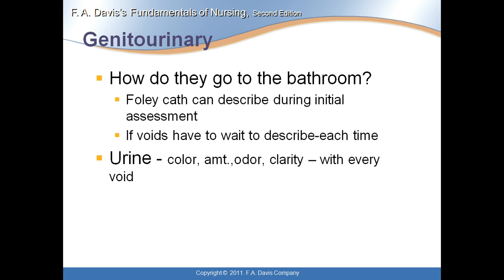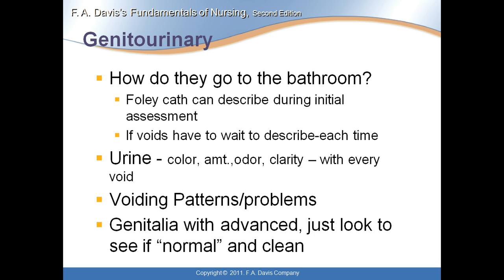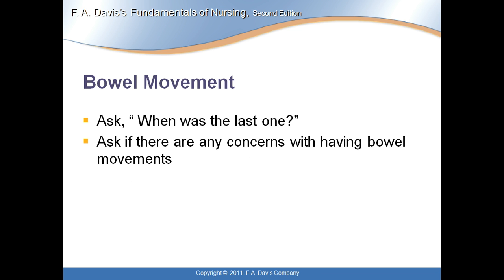Again, for urine, it's color, the amount, odor, clarity. And for pattern, again, you're going to find out whether or not they can get up and do it themselves or if they're just incontinent. And then for genitalia, with advanced, just look to see if it's normal and clean. So again, part of your assessment is to determine whether or not they've got some sort of drainage or an odor or something around their genitalia that needs to be addressed.